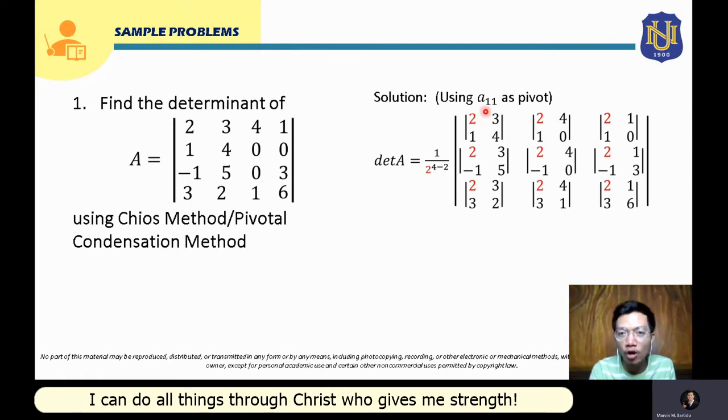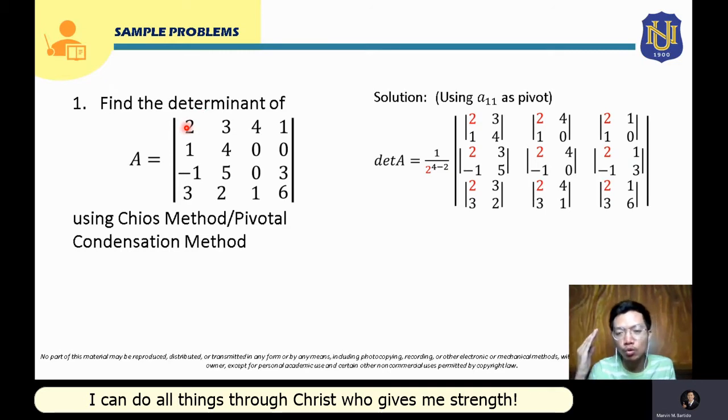So we have to form these 2 by 2 matrices, because the elements of this reduced matrix will come from these 2 by 2 matrices. If we solve for the determinant of these 2 by 2 matrices, that will be the resulting element of our reduced matrix. Now, how did we obtain these 2 by 2 matrices? From our given, again, we are going to use this element, A11, as our pivot.